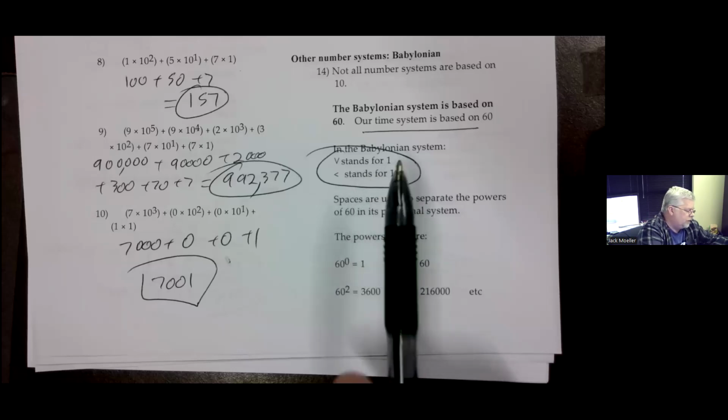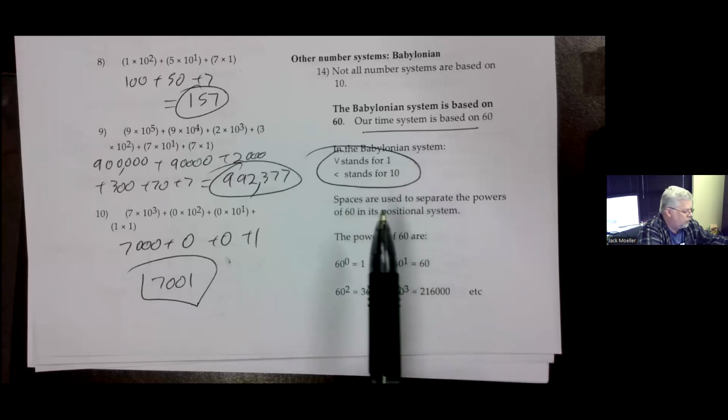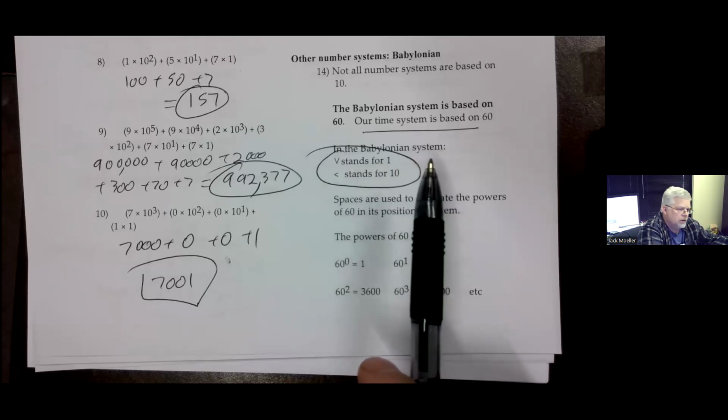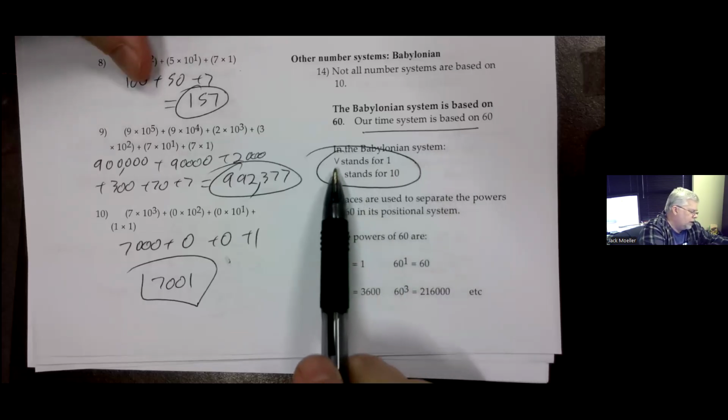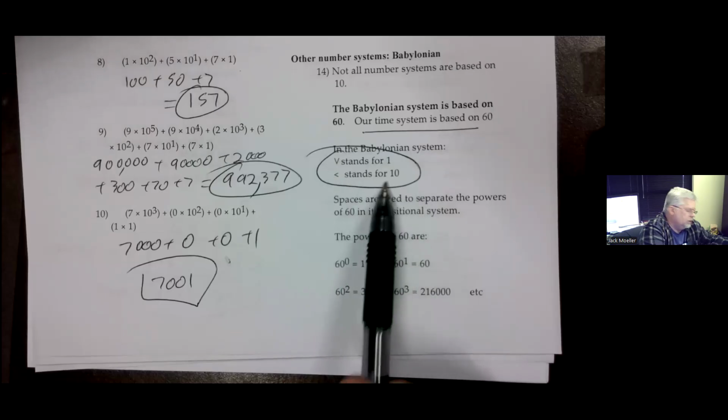So on the test, if we're dealing with the Babylonian system or the Egyptian or the Roman numeral system in 4.4, the symbols will be stated in the problem. So you don't have to have those memorized or on your one page of notes that you get. Okay, so a V character is 1. The less than symbol is going to be 10.